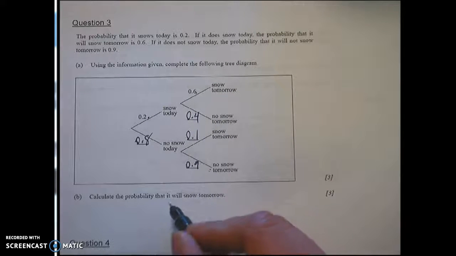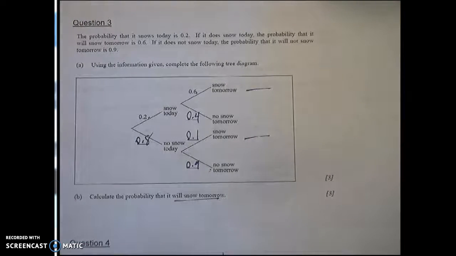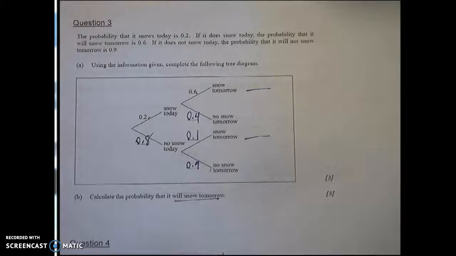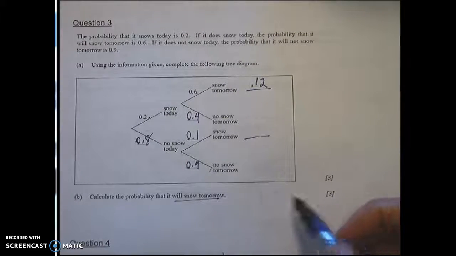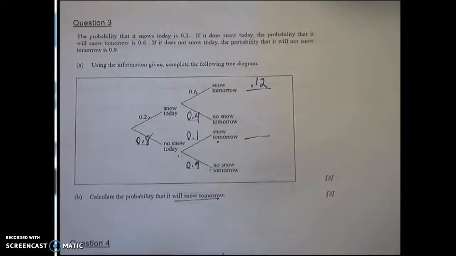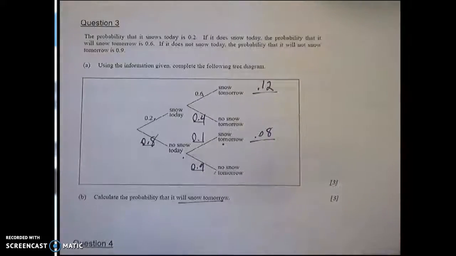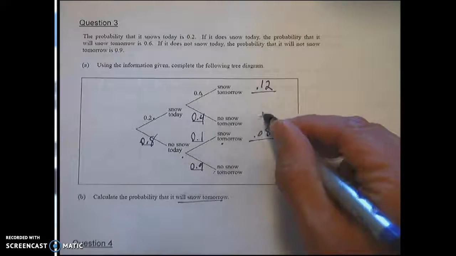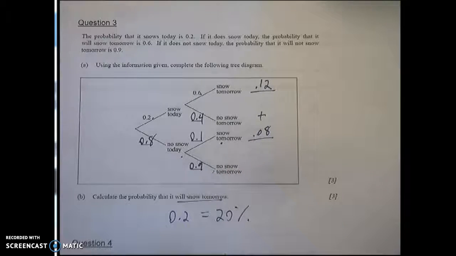So to get the probability that it will snow tomorrow, I'm looking at the 2 places where it's going to snow tomorrow. So the probability that it snows today and it snows tomorrow is 0.2 times 0.6, which is 0.12. The probability that it does not snow today and it snows tomorrow is 0.8 times 0.1, which is 0.08. The total probability that it will snow tomorrow then is 0.12 plus 0.08, which is 0.2, or a 20% chance of snow tomorrow.